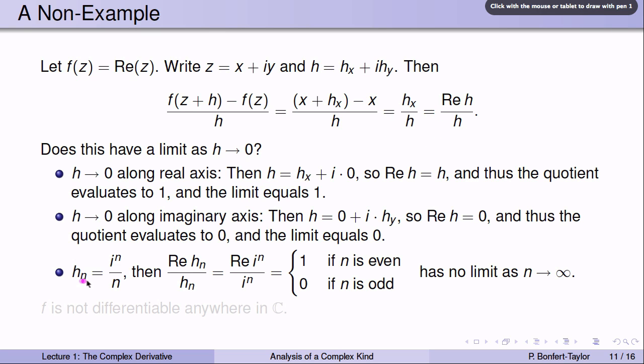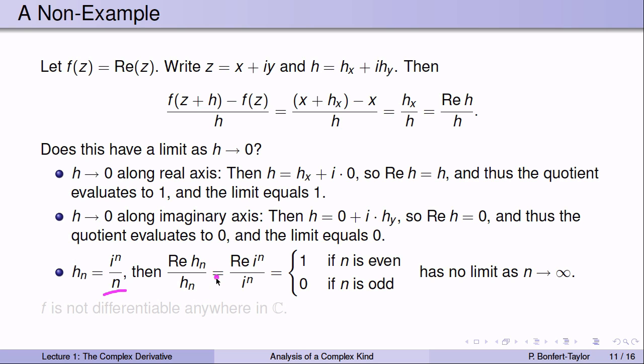Let's next look at a sequence h_n that approaches 0 in a spiral type way. h_n is i to the n over n. We looked at the sequence before. We know the sequence approaches 0. What is the real part of h_n divided by h_n? The dividing by n happens in both numerator and denominator, and therefore cancels out. The numerator is the real part of i to the n over n.